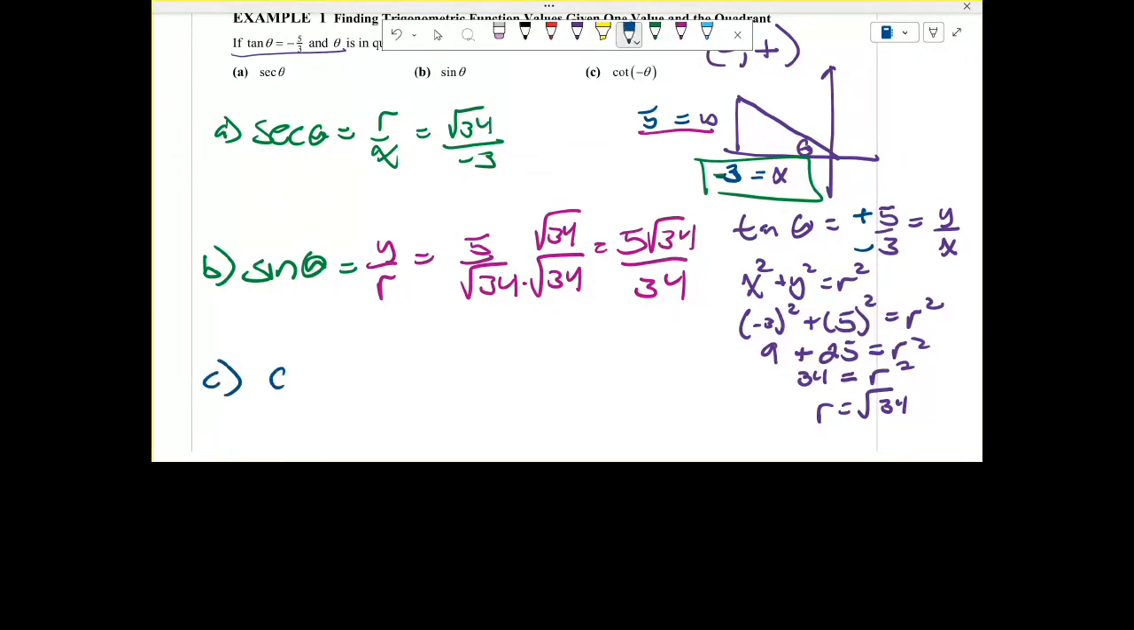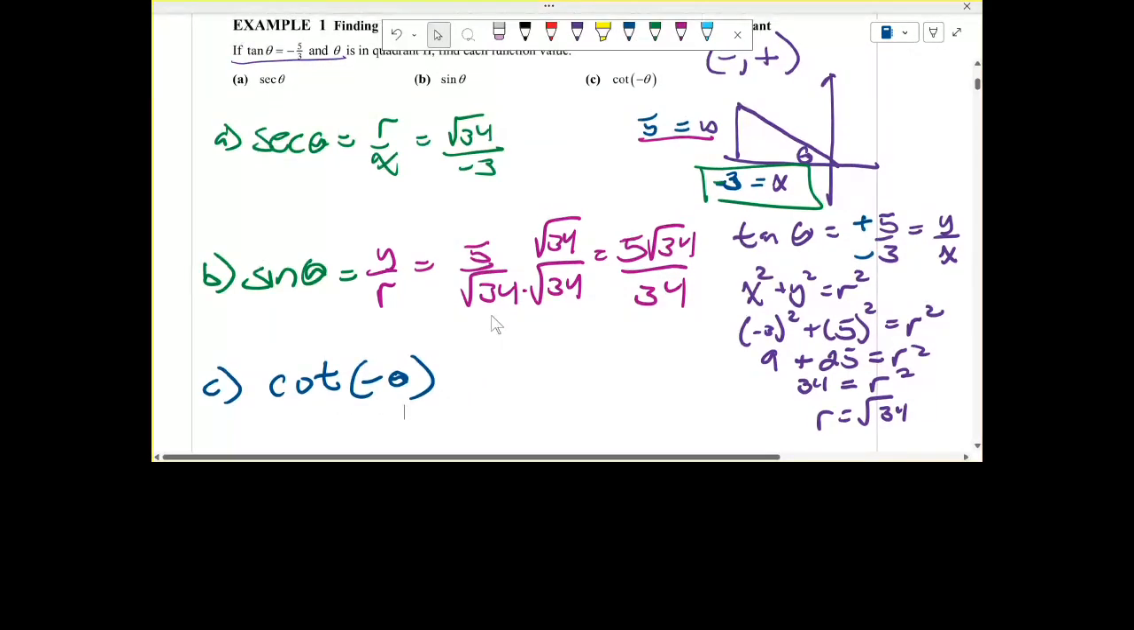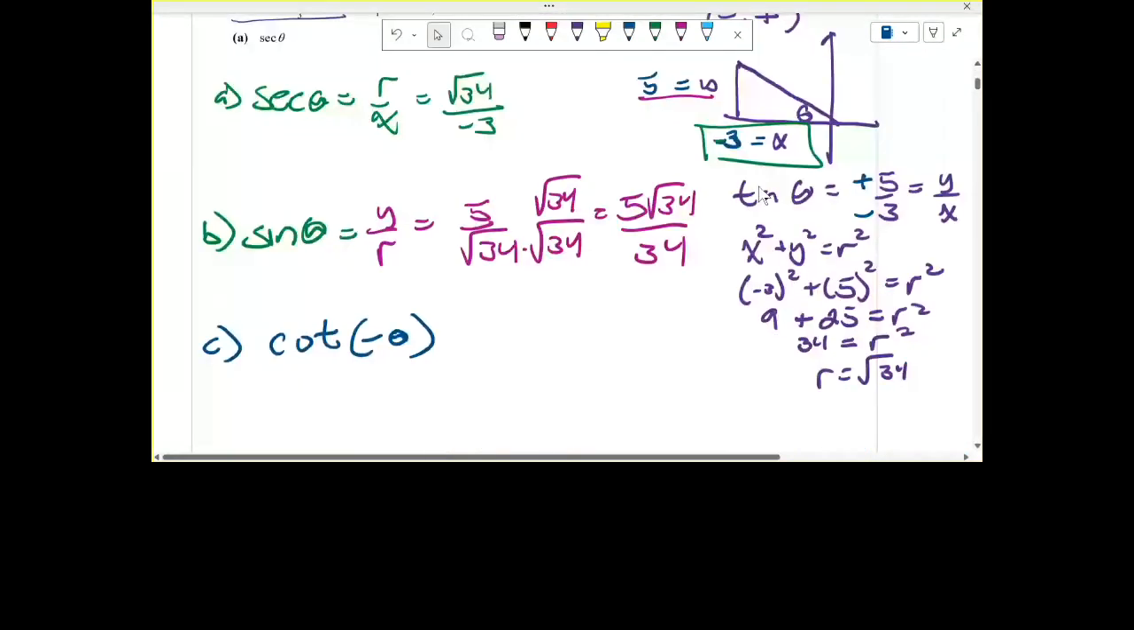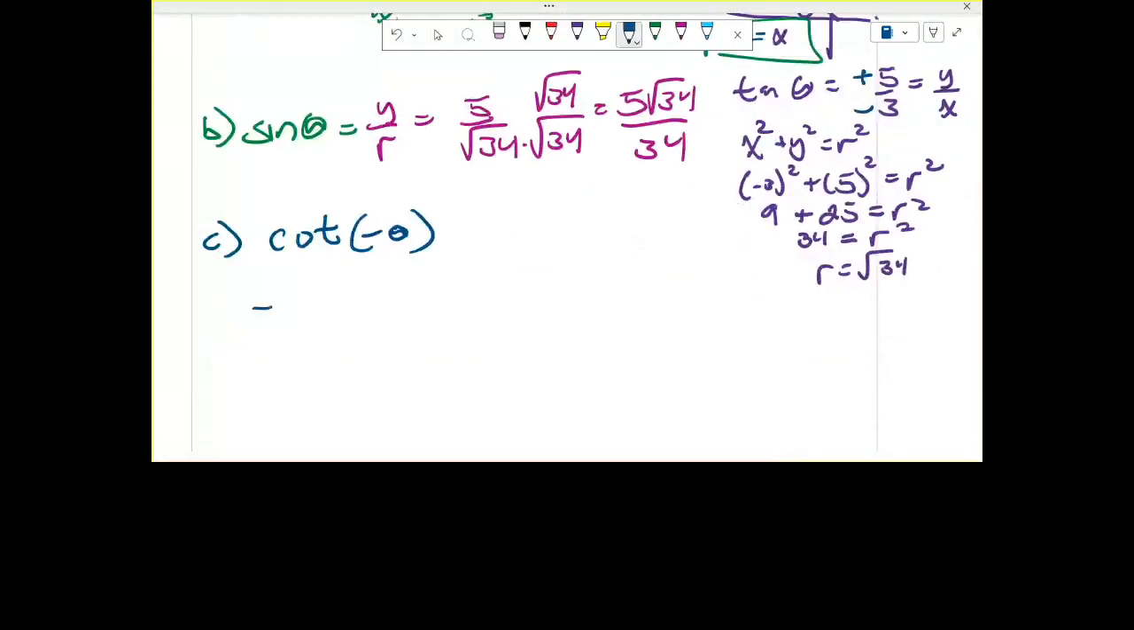Okay, let's look at part C. Part C says the cotangent of negative theta. Y'all, I want you to look at our notes. And in my notes, we have some things about even and odd functions or identities. Okay, look, y'all. It says the cotangent of negative theta is equal to the negative cotangent of theta. So I'm going to come back here and say this is really the same thing as the negative of cotangent of theta.